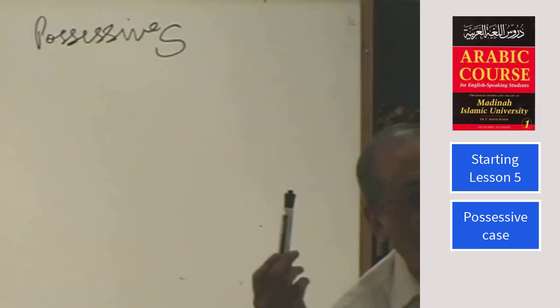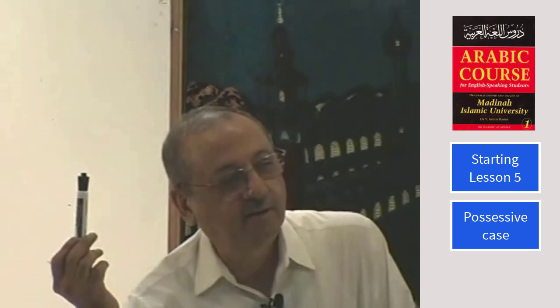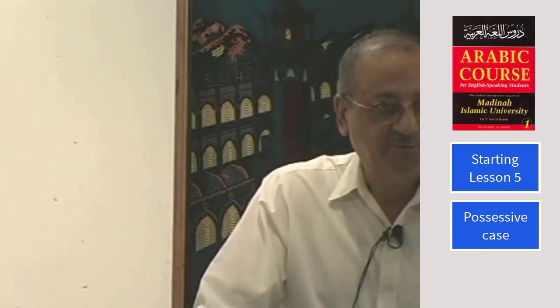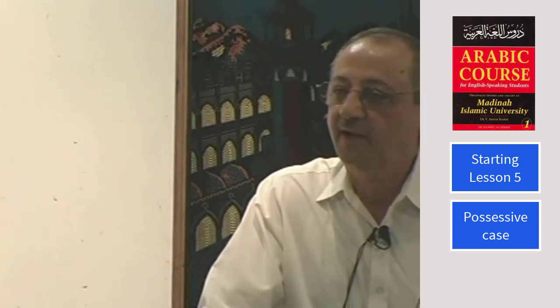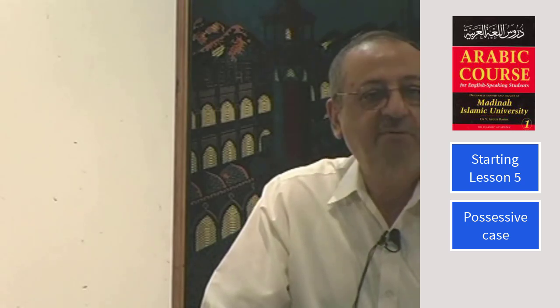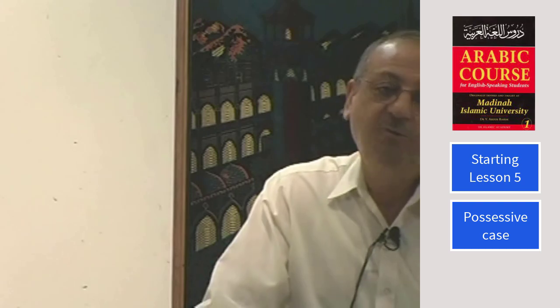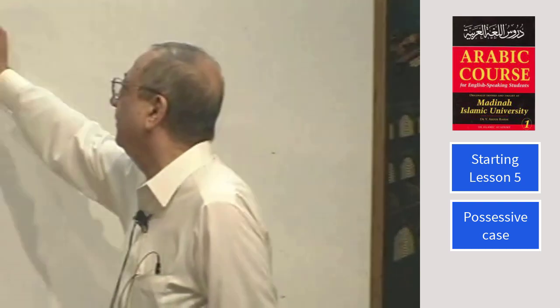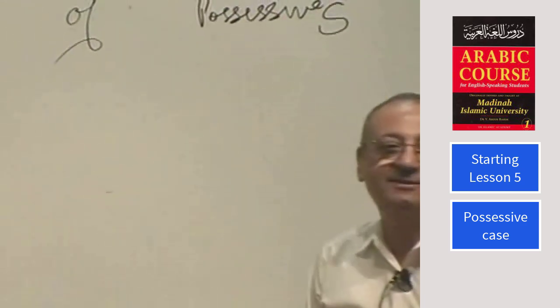Pen of Muhammad, or Muhammad's pen. Book of Muhammad, Muhammad's book. House of Hamid, Hamid's house. Are you with me, brother and sister? Okay. How do you do it in Arabic? Because there is no equivalent of "of" or possessive S in Arabic.